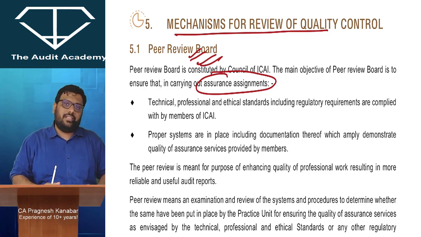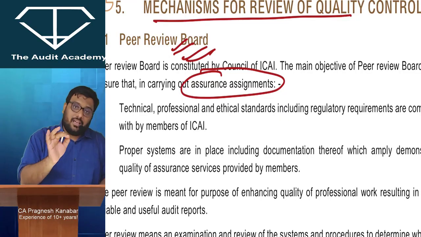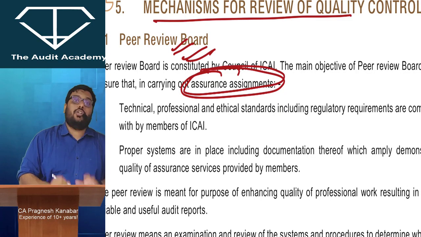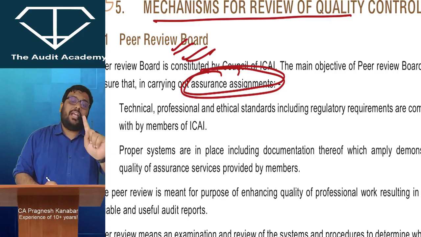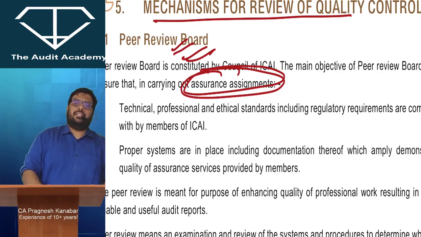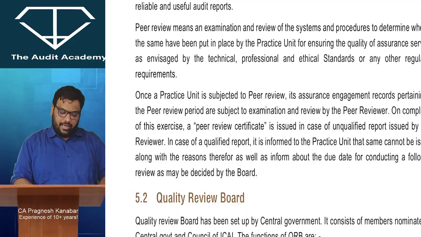other practicing CAs. But the most important MCQ level question is that in case of peer review, we focus only on assurance assignments. That means the peer review board can select you and check whether your assurance engagements have been done properly or not. After that, just read once, you will get an idea.